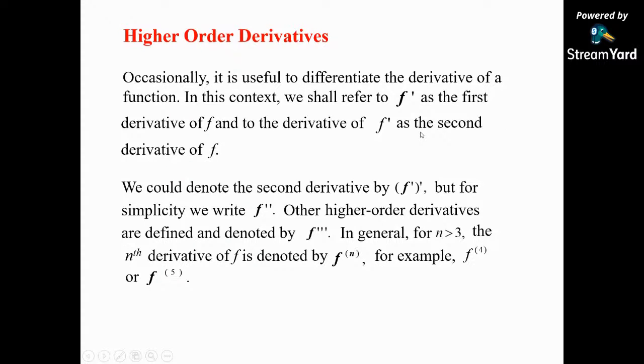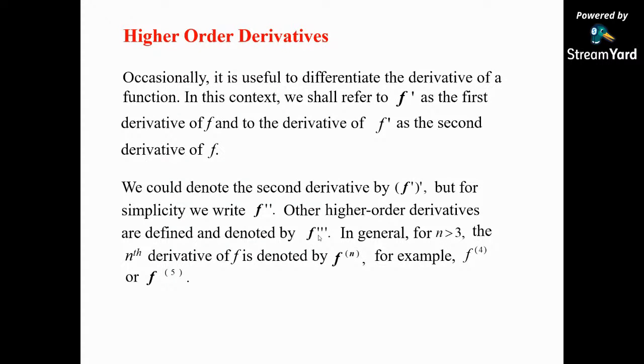Okay, so let us continue from the previous lecture. Higher order derivative. Occasionally it is useful to differentiate the derivative of a function. In this context, we shall refer to f prime as the first derivative of f and to the derivative of f prime as the second derivative of f. Normally the second derivative, we write as f double prime. And if we have f triple prime, that means this is the third derivative of f.